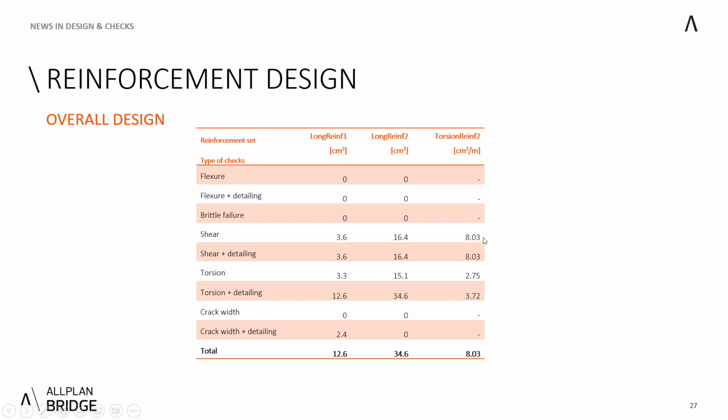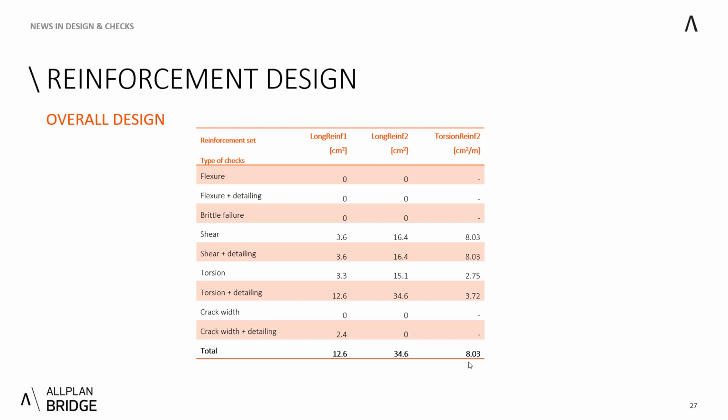I have explained those numbers before, and in this case, let's look here on the right side. We need something from the shear. I explained that shear plus detailing needs 10.03, although actually it would be this 4 point something. If we apply only torsion, we will end up with 2.75, and torsion plus detailing 3.72, and the highest one was 8.03 centimeters squared per meter needed. And this is the end value that the Allplan Bridge could design about the supports.